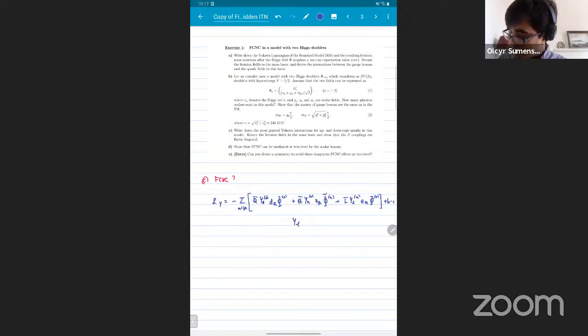And here, the Yukawa matrices are again 3x3 matrices. Okay, now for simplicity, let's keep just the terms with the down type quarks. That will be enough to illustrate the point concerning the FCNCs. So let's keep just one of these terms.